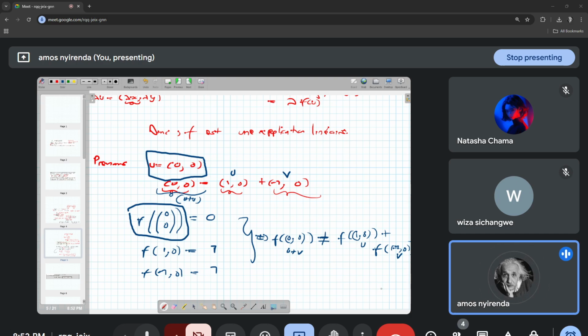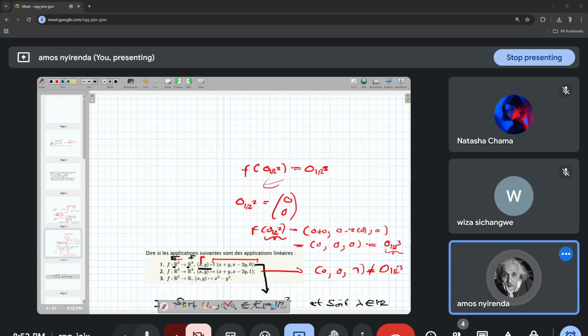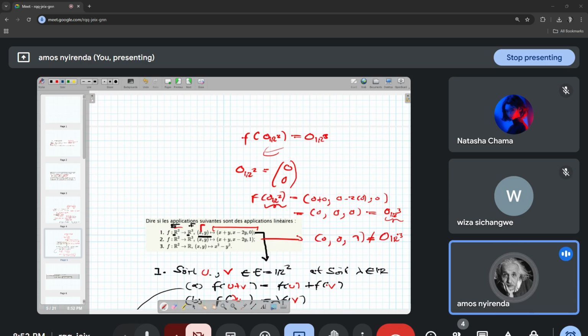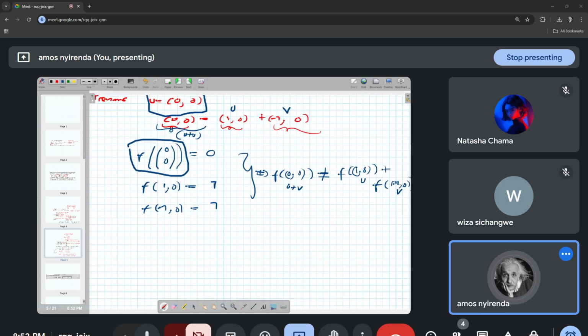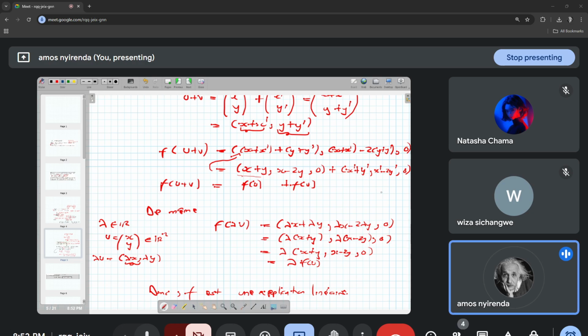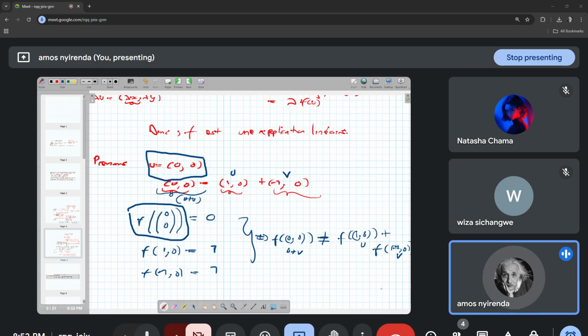So the first property is not true, and because the first property has been disqualified, we cannot say that the third application is a linear mapping. So we violated the first property. You just have to look for a counter example that violates either the first condition or the second condition. If any of the conditions is violated, then the application cannot be a linear mapping.